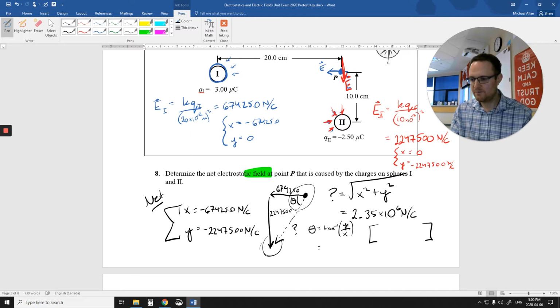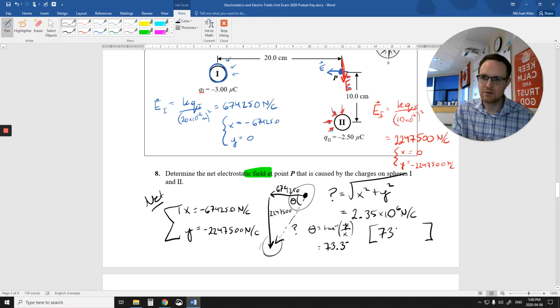So 2247500 divided by 4250. Sweet. You get 73 degrees. 73.3 degrees. Let's just put 73 degrees because that's the nicer way to write that.